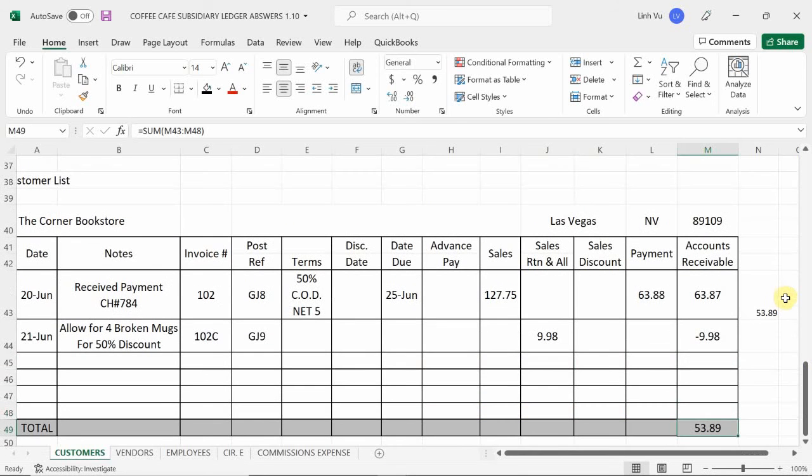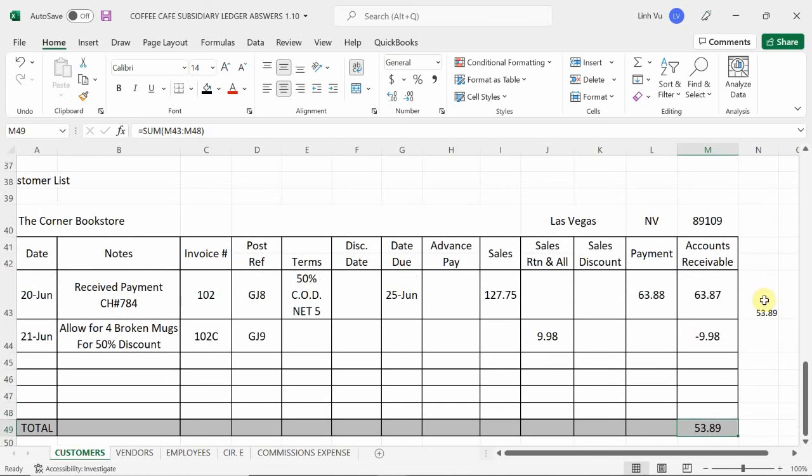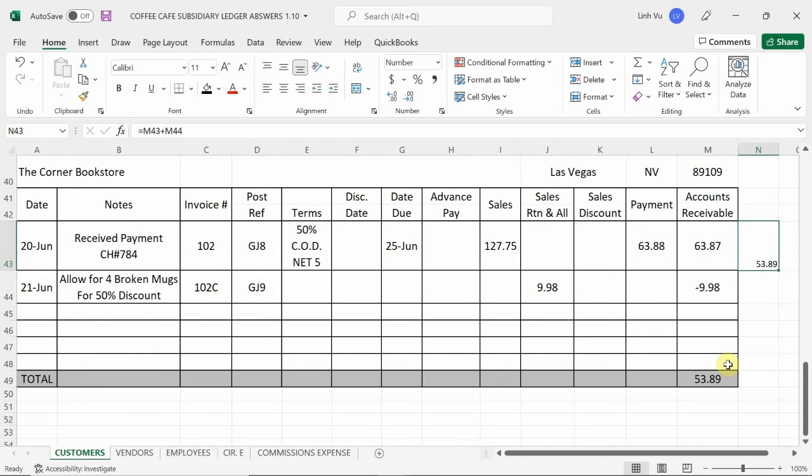They used to owe me $63.87. Now they owe me $53.89. I'm going to make a note right here. I already have it in my worksheet to keep in mind that when I issue the new invoice for the corner bookstore, they know to send me a check for $53.89 because that's how much they owe me now.